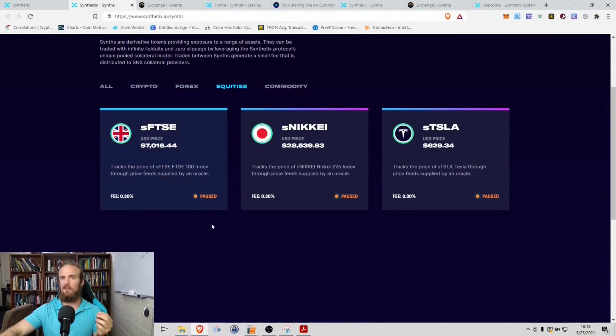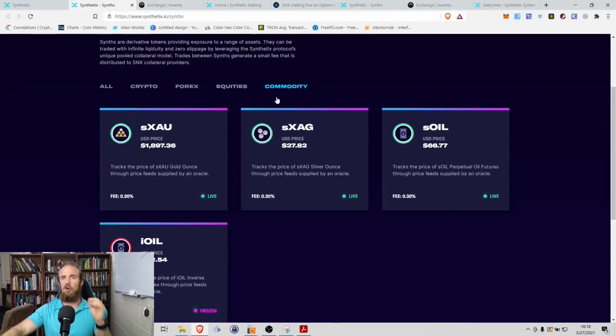Equities, they're still building this up a little bit, but again, even just at the baseline, they've got some interesting choices here. So the FTSE 100 index, the Nike index, and then obviously Tesla being just a simple stock. So the point that I really want to drive home here is that you've got all of these assets that you can gain exposure to simply from an Ethereum wallet, and then we're throwing in commodities such as gold, oil, and on top of that we've got inverse oil as well.